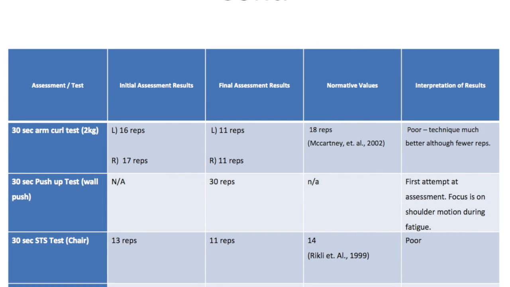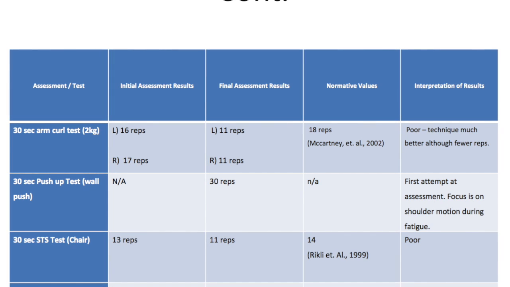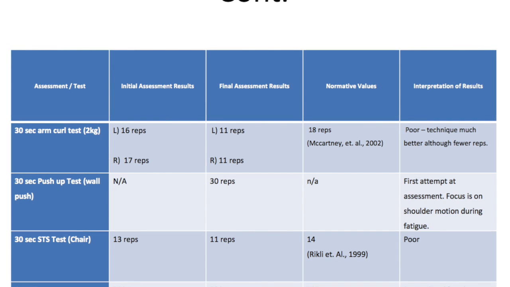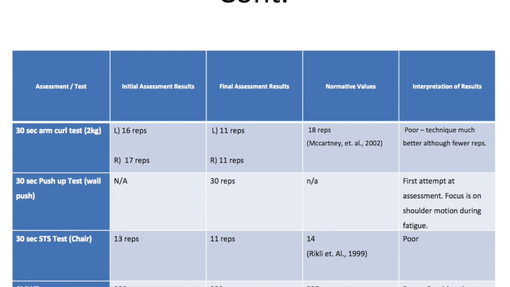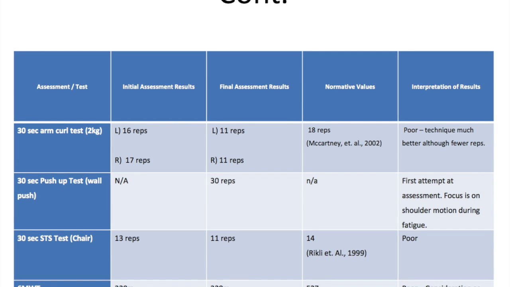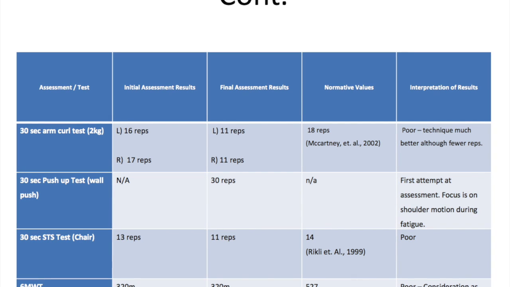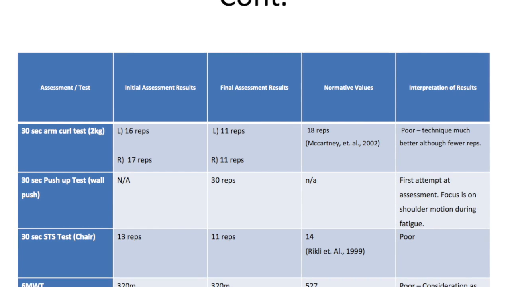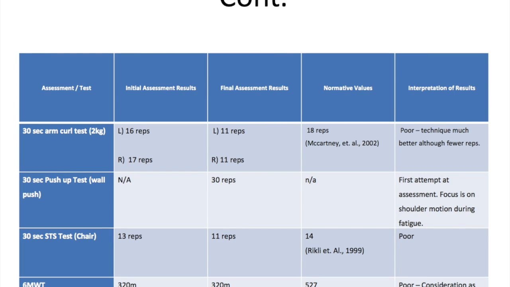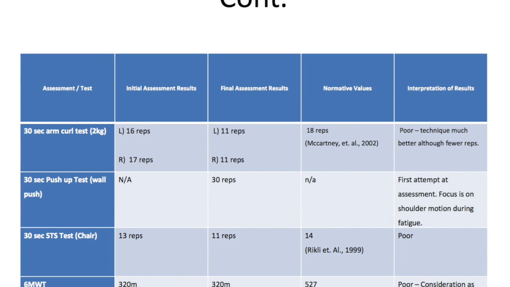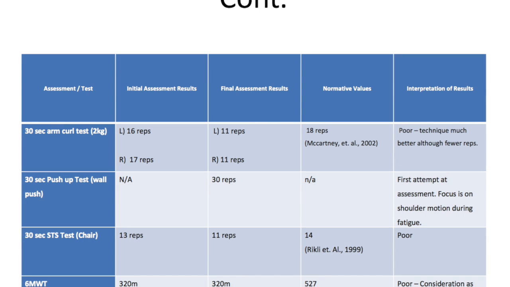Although there were fewer reps in the final assessment, similar to the 30-second arm curl test, even though he had lower reps, his technique was much better and we were a lot happier with the reassessment. For his 6-minute walk test, he scored 320 meters, and for his reassessment, he scored 327 meters. The normative value for this test is 527 meters. This would give him a poor score.